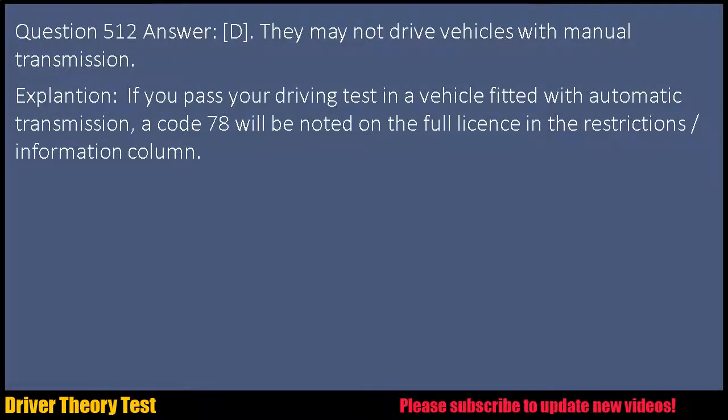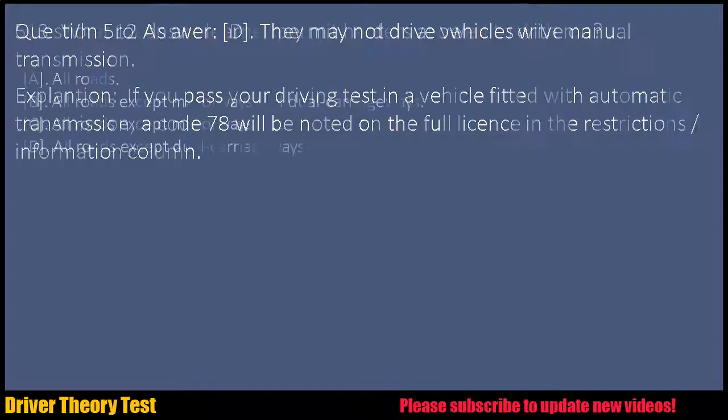Question 512. Answer: D. They may not drive vehicles with manual transmission. Explanation: if you pass your driving test in a vehicle fitted with automatic transmission, a code 78 will be noted on the full license in the restrictions information column.